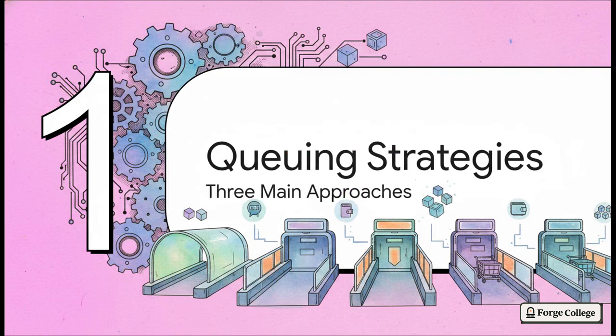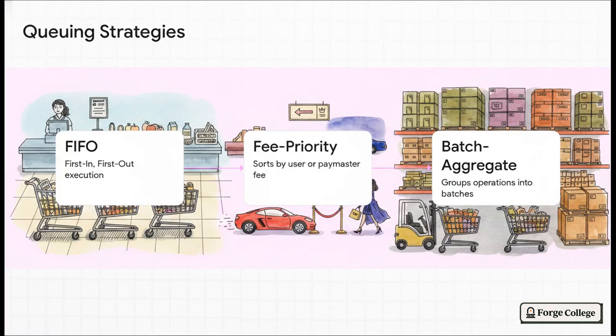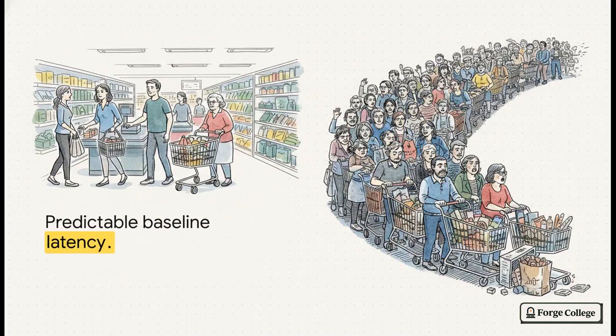All right, Section 1, 3 queuing strategies. The 3 core strategies we're going to blueprint today are FIFO, which stands for first in, first out. Then we have fee priority, and finally batch aggregation. Think of these as our standard checkout lane, our VIP express lane, and our giant wholesale club lane. Let's look at the standard lane first.